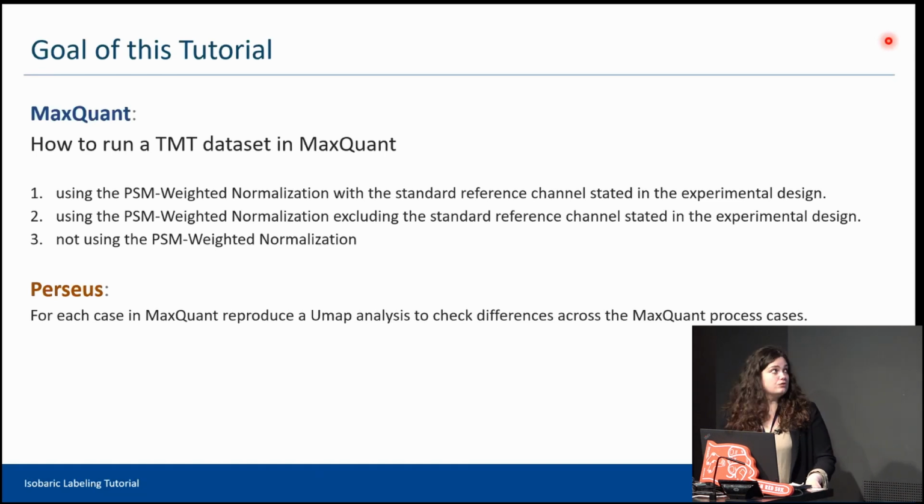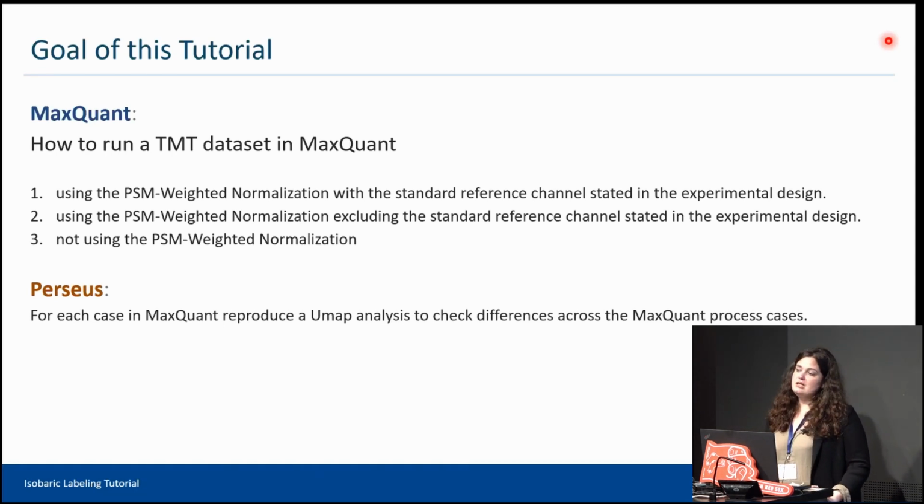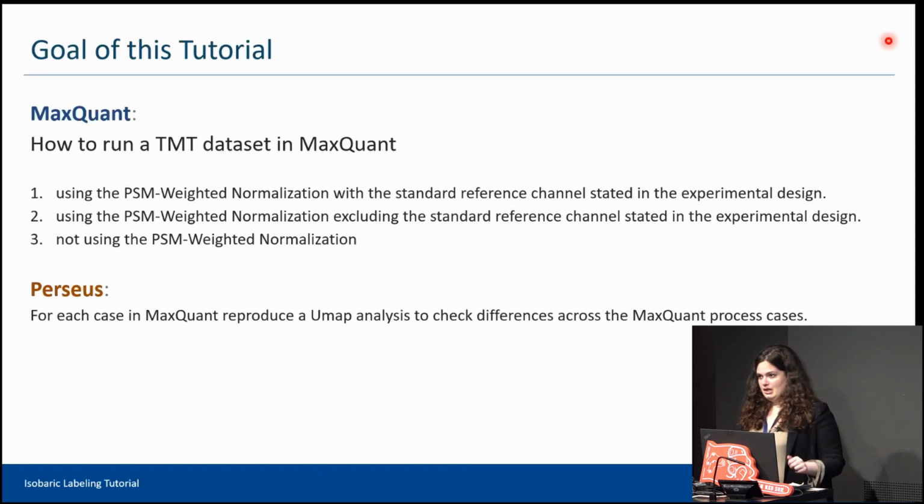The second option is to do the opposite. Taking the same example, we have a TMT Plex and the last channel is the reference channel. We will not tell MaxQuant that that one is a reference channel, but we do the opposite. So we will tell MaxQuant that the others, the sample channels where we have tissue, cell lines, whatever the dataset is, are our reference channels.